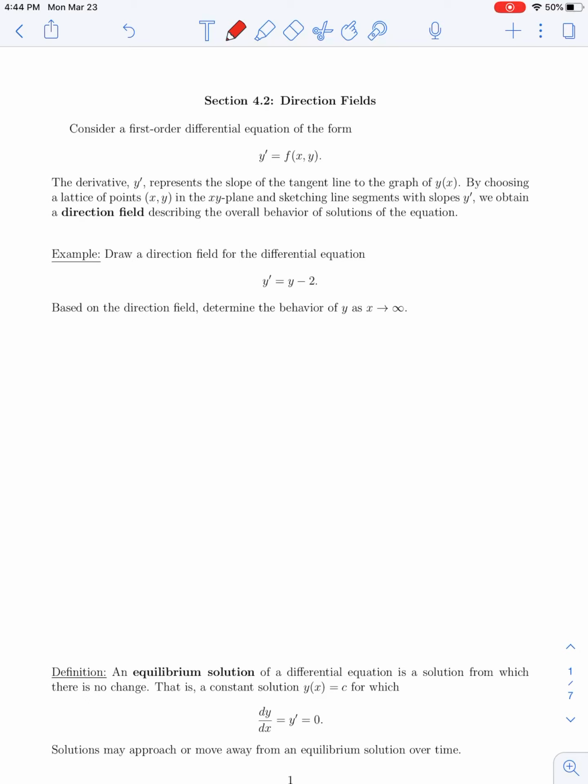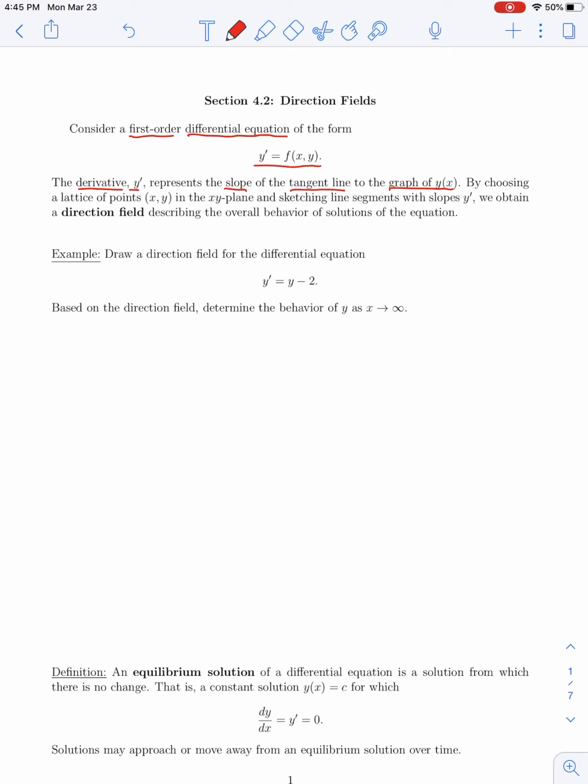So let's consider defining a direction field. What exactly is our problem of interest in this section? So throughout this section, we will be considering a first-order differential equation, which would be something of the following form. y prime, so it only involves the first derivative, could be some function of x and y. Now we know geometrically the derivative of a function, say y prime, represents the slope of the tangent line to the graph of that function, say y of x.